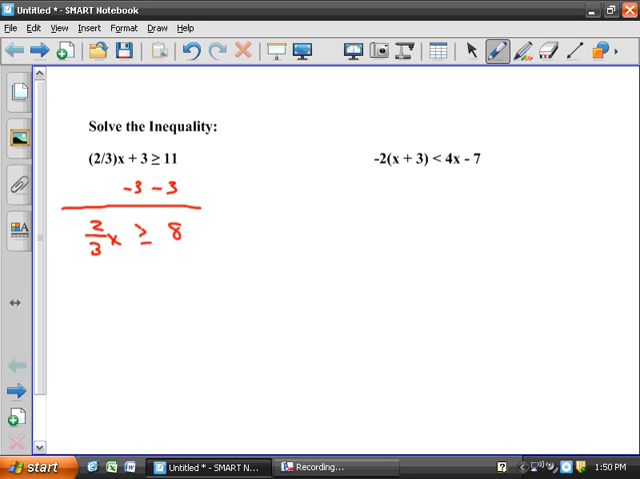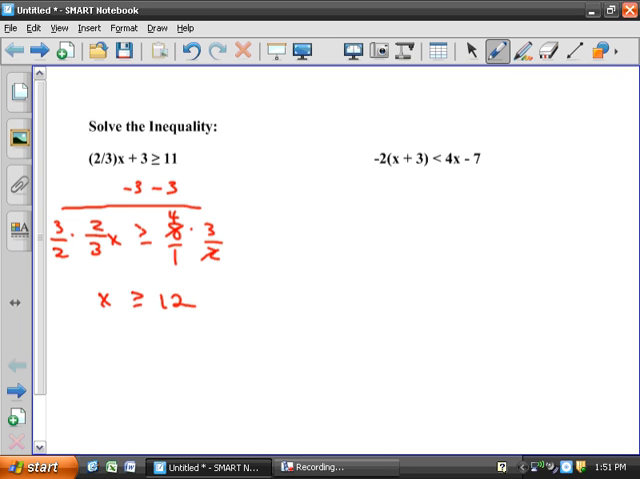Now, we've got a fraction times a variable, and to get rid of that, we multiply by the reciprocal of the fraction, which in this case is 3 over 2. I can cross-cancel here. 2 goes into 8 4 times, and I'm left with x is greater than or equal to 12. Now I want to reference what I said earlier about the number one most common mistake kids make when they're solving inequalities, and that is that they forget to flip the inequality whenever I multiply or divide by a negative. In this case, we multiplied by 3/2. 3/2 isn't negative, so we don't have to flip the inequality.